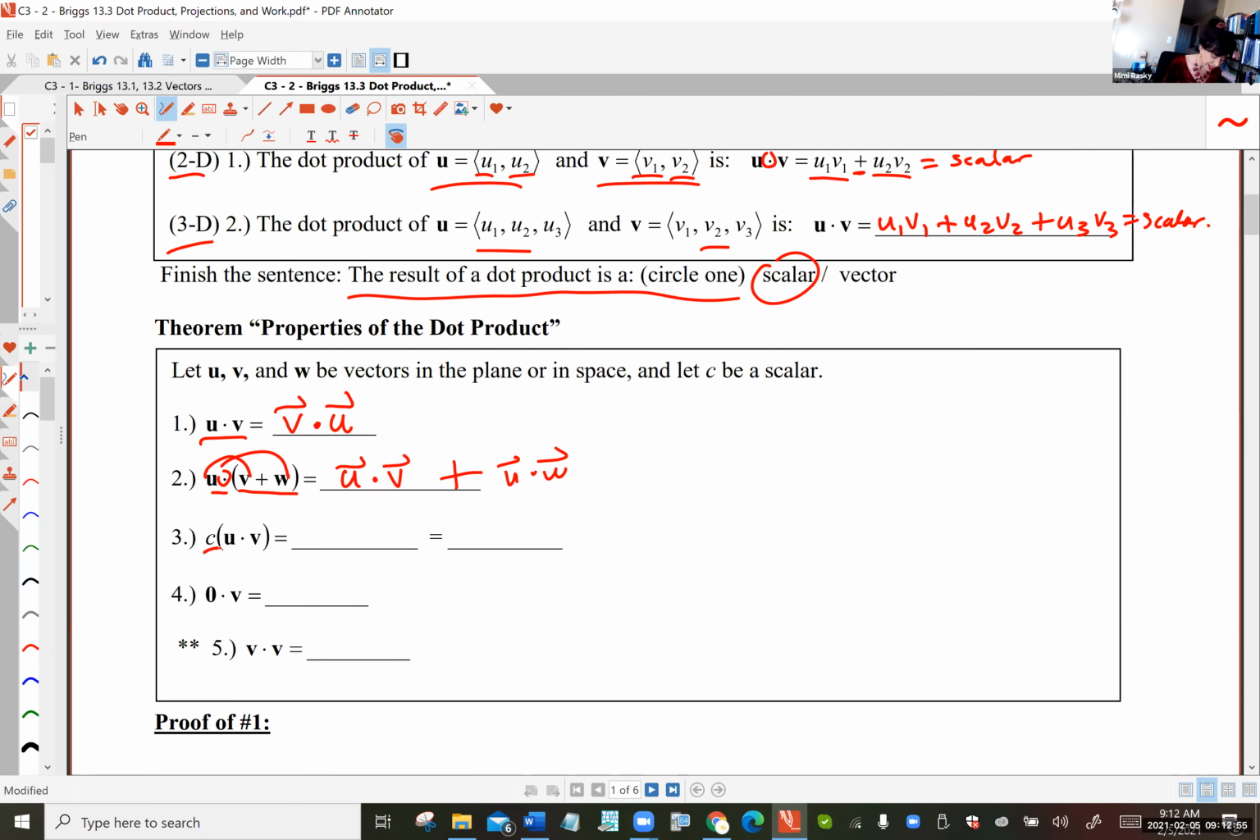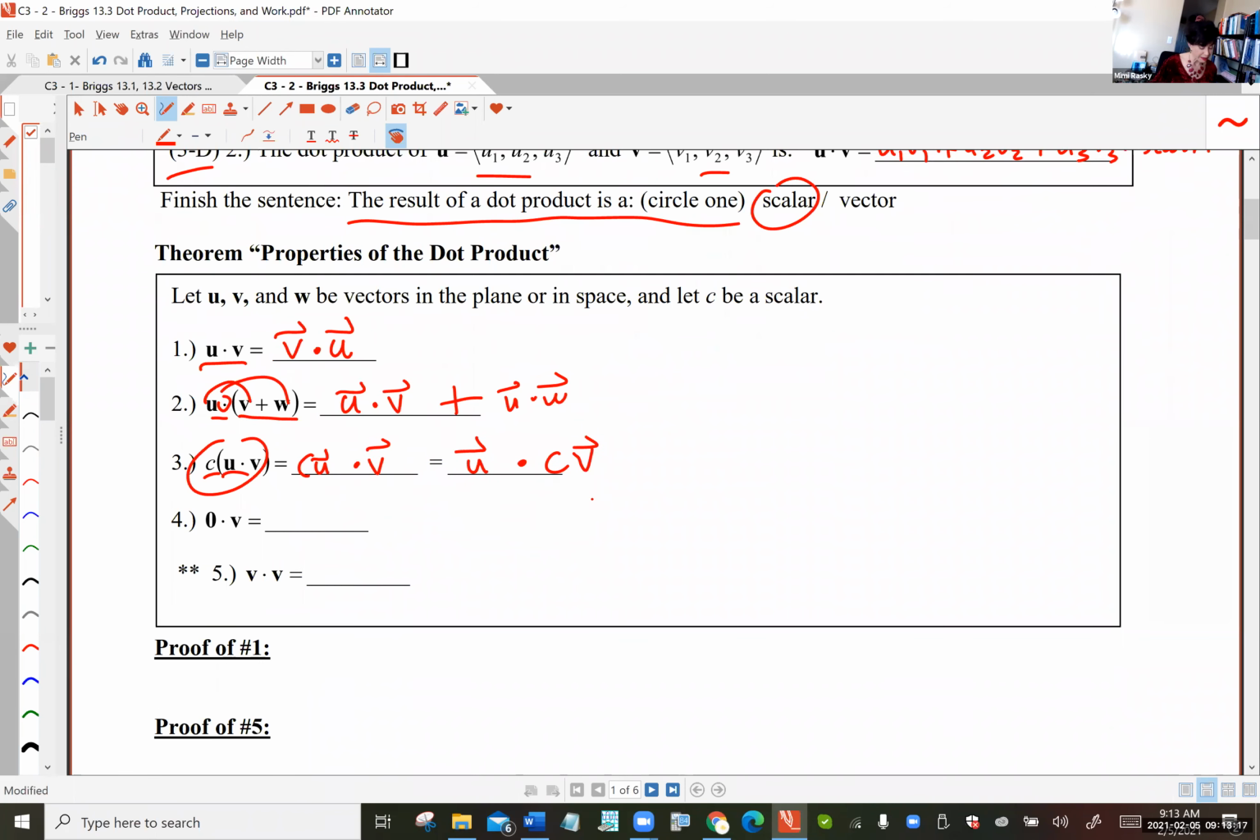Fine. If you have a scalar c and you're multiplying it with a dot product, you could either do it as is, or it's equivalent to first doing the scalar multiplication with the u and then taking the dot product with v, or you could take u and the dot product with the scalar multiplied with v. All three of those are equivalent. Whichever one is your personal favorite, go for it. And then 4, what happens if you take the dot product with the 0 vector? You're going to get a scalar, of course, but what do you think the scalar is?